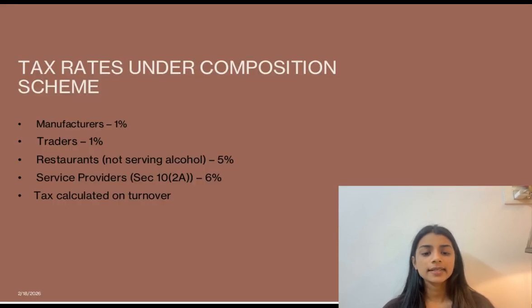Now, the tax rates under the composition scheme are as follows. For manufacturers, it's 1%, for traders, 1%, restaurants that do not serve alcohol, 5%, service providers under Section 10(2A), 6%, and the tax is calculated on turnover.